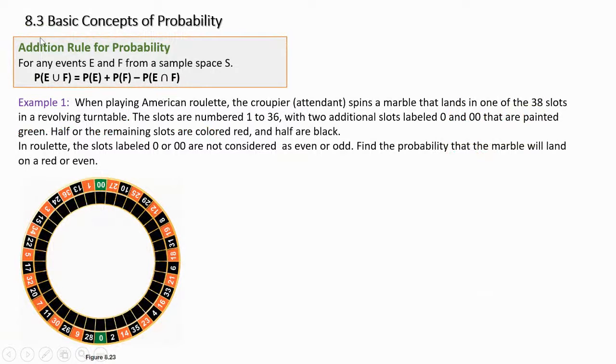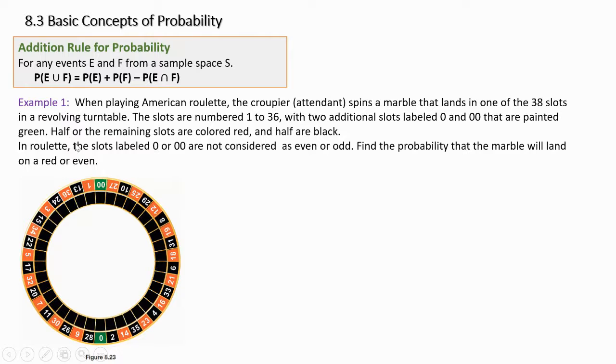Now comes 8.3. What I just showed you was a basic foundation for 8.2. Now comes 8.3. These are basic concepts of probabilities. So this is called the addition rule for probabilities, which says for any events E and F from a sample space S, the probability of the union of E and F equals the probability of E plus the probability of F minus the probability of E intersect F. And remember from before, guys, this is like an OR, and this is like an AND. The OR is like a union, and the AND is like intersection.